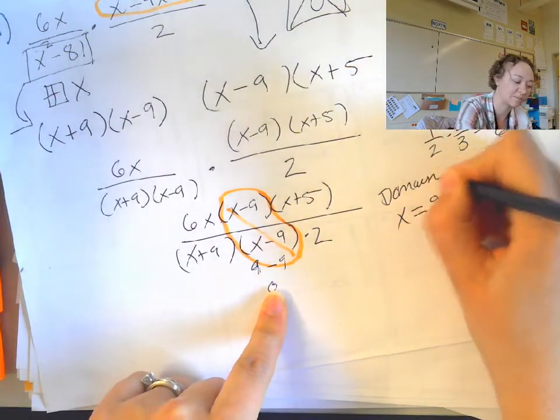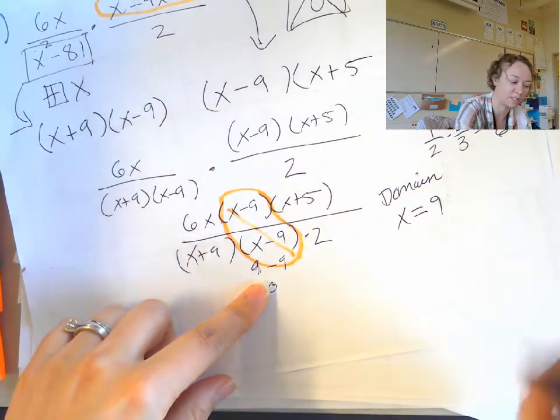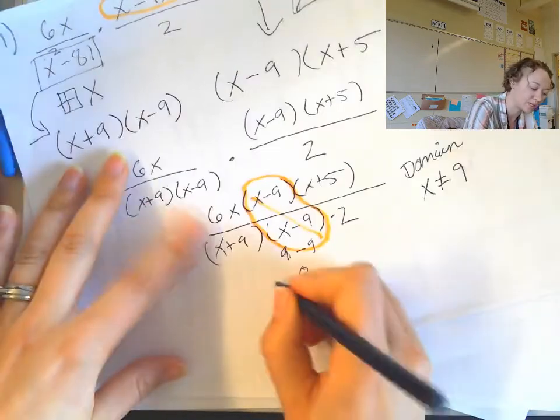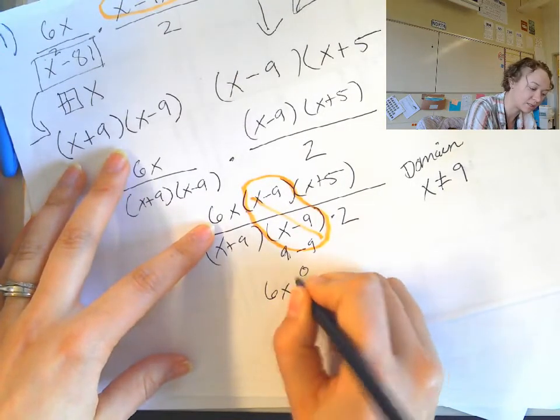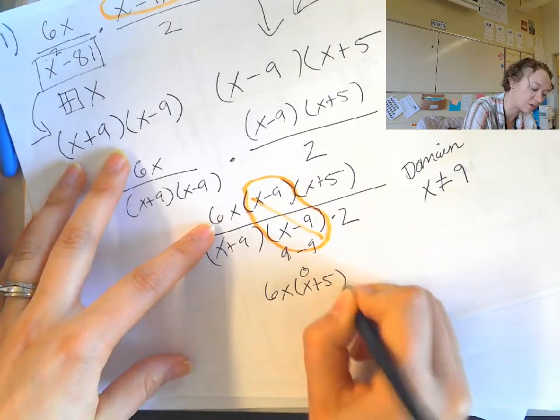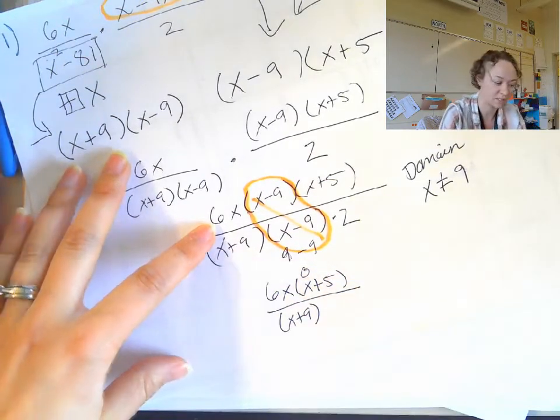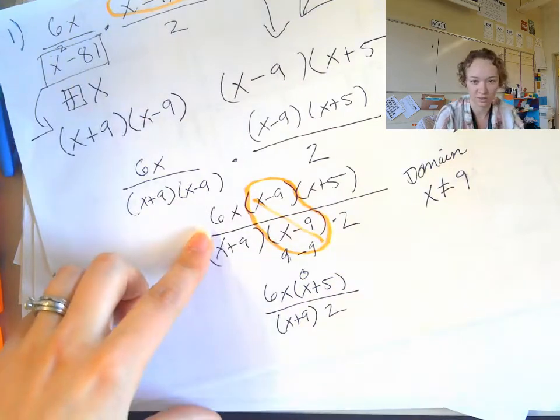Because when I cancel that out now, I need to remember that x cannot equal 9. All right, so then I cancel it. So 6x, and then the top is just x plus 5. The bottom is still x plus 9. That one didn't get canceled, and the 2 didn't get canceled.